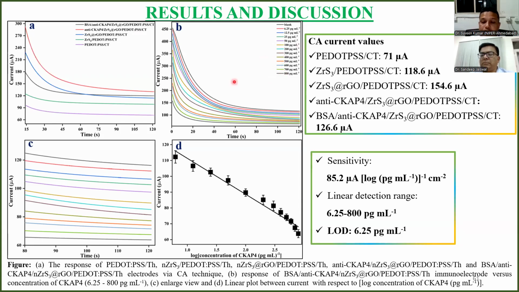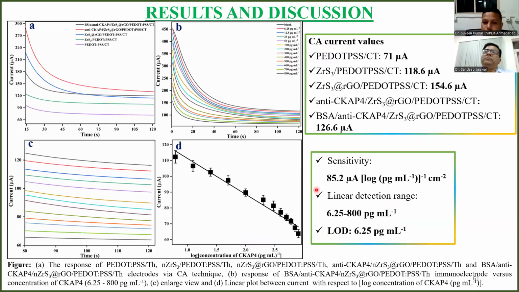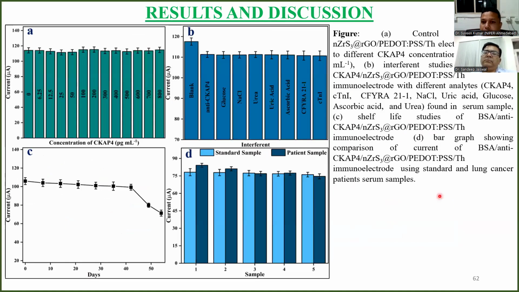and we have obtained very good results in terms of sensitivity, 85.2 microampere, with a linear detection range between 6.25 to 800 picogram per ml, with a lower limit of detection of 6.25 picogram per ml. So we got good results in terms of biosensing parameters. When we are talking about control studies, interference studies, real sample studies, and shelf life, first we have done the control study. The control study and interferences are all in acceptable percentage RSD.